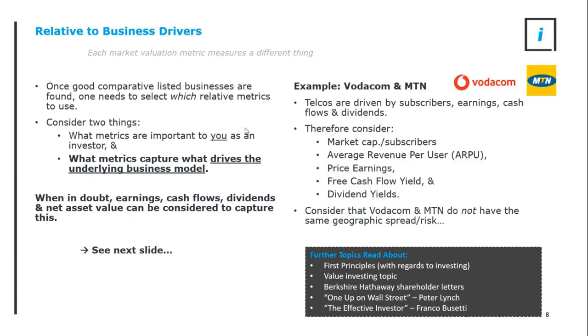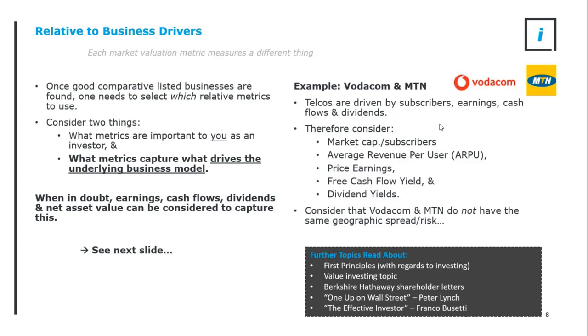So what drives telcos? Well, it's quite simple. You've got subscribers that drive earnings and cash flows and ultimately get paid out in dividends. That's really what drives a mature telco. Everything else is noise in building up to those things. You need to build the network and maintain the network and have your license and spectrum and all of that to attract subscribers. And subscribers drive earnings and cash flows, which allow you to pay dividends. Everything else is broadly noise here.